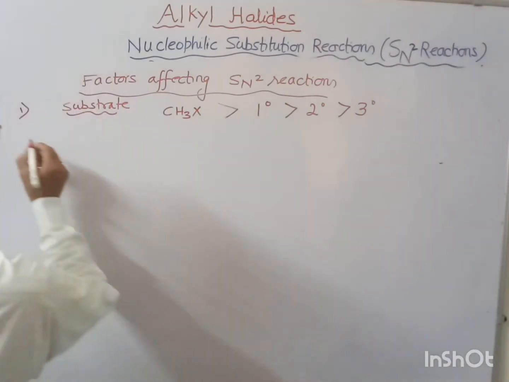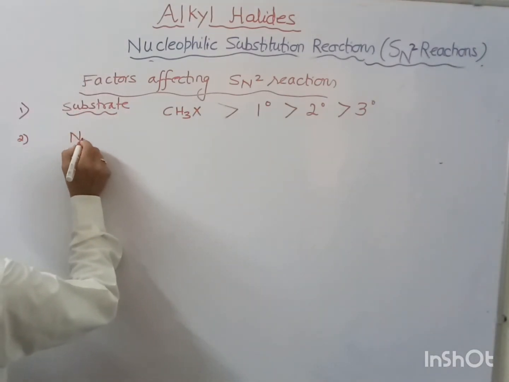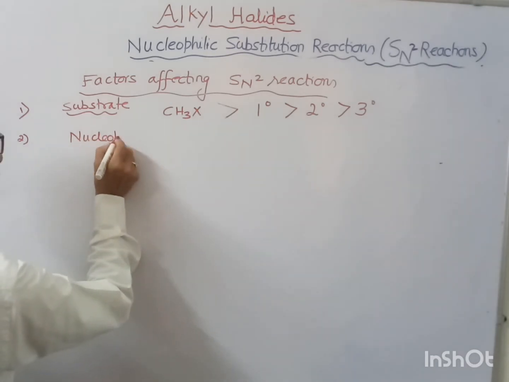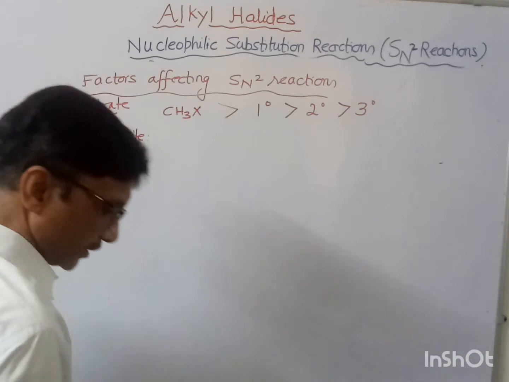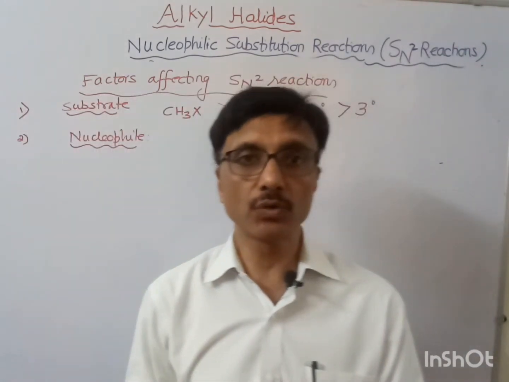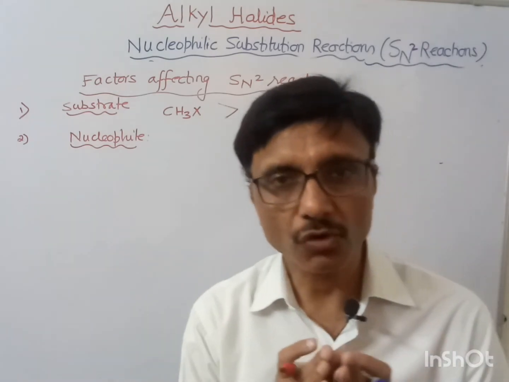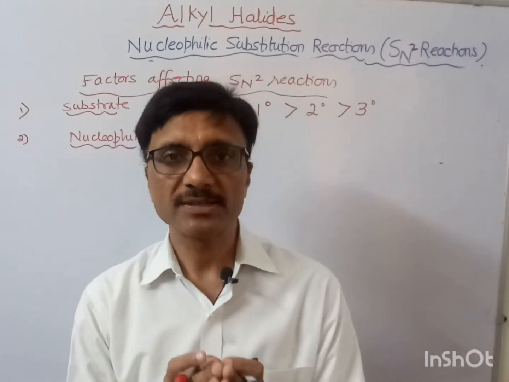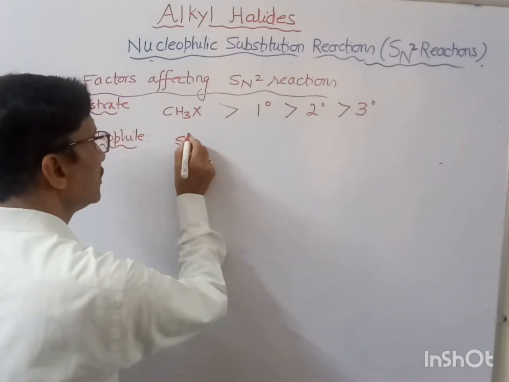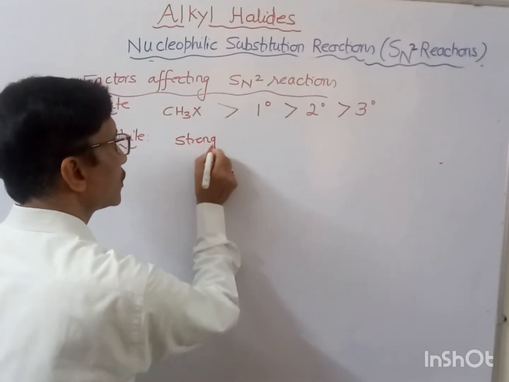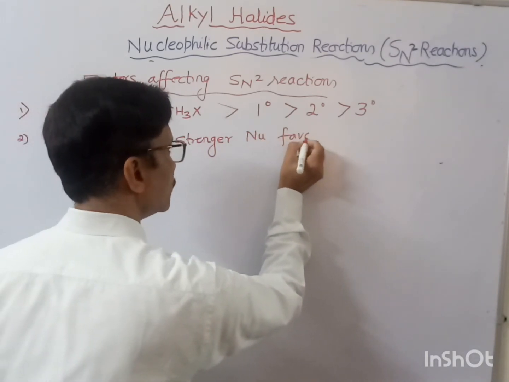In the same way, let's see the nucleophile. If we see the nucleophile, a strong nucleophile favors the SN2 reaction. In the presence of a strong nucleophile, the nucleophilic substitution reaction would be faster. So a stronger nucleophile favors the SN2 reaction.